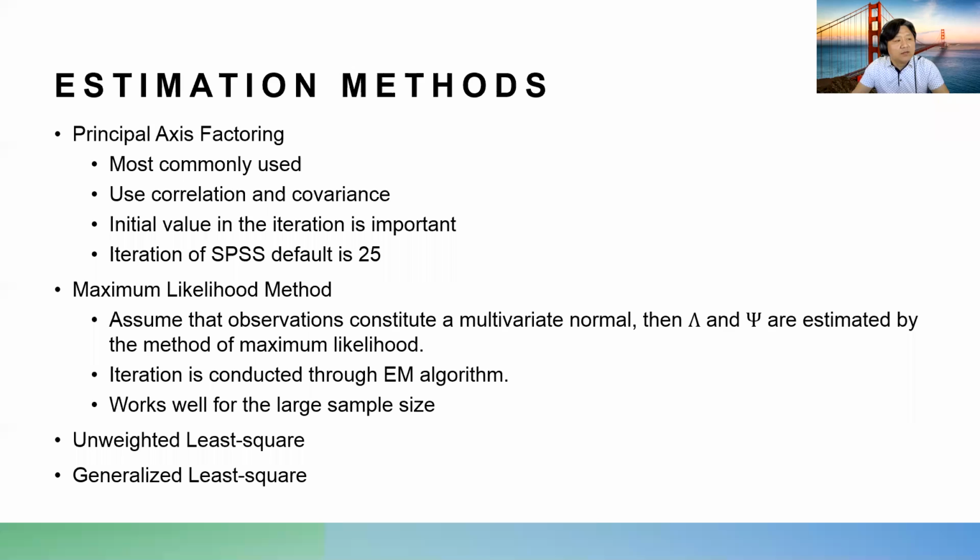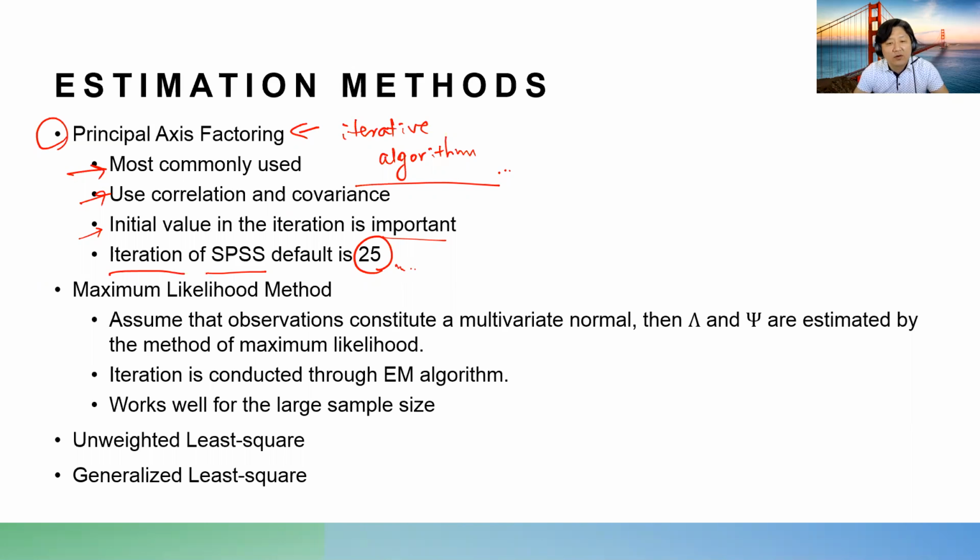There are a couple of different estimation methods. The first one is principal axis factoring. This is the most commonly used method in factor analysis. It uses correlation and covariance matrices, and its initial values in iteration are important. It uses an iterative algorithm. We'll see that. The iteration default in SPSS is 25, and in R also 25. Sometimes you may have a non-convergence issue, meaning your estimation will not converge appropriately. In that case, you need to increase the iteration process.